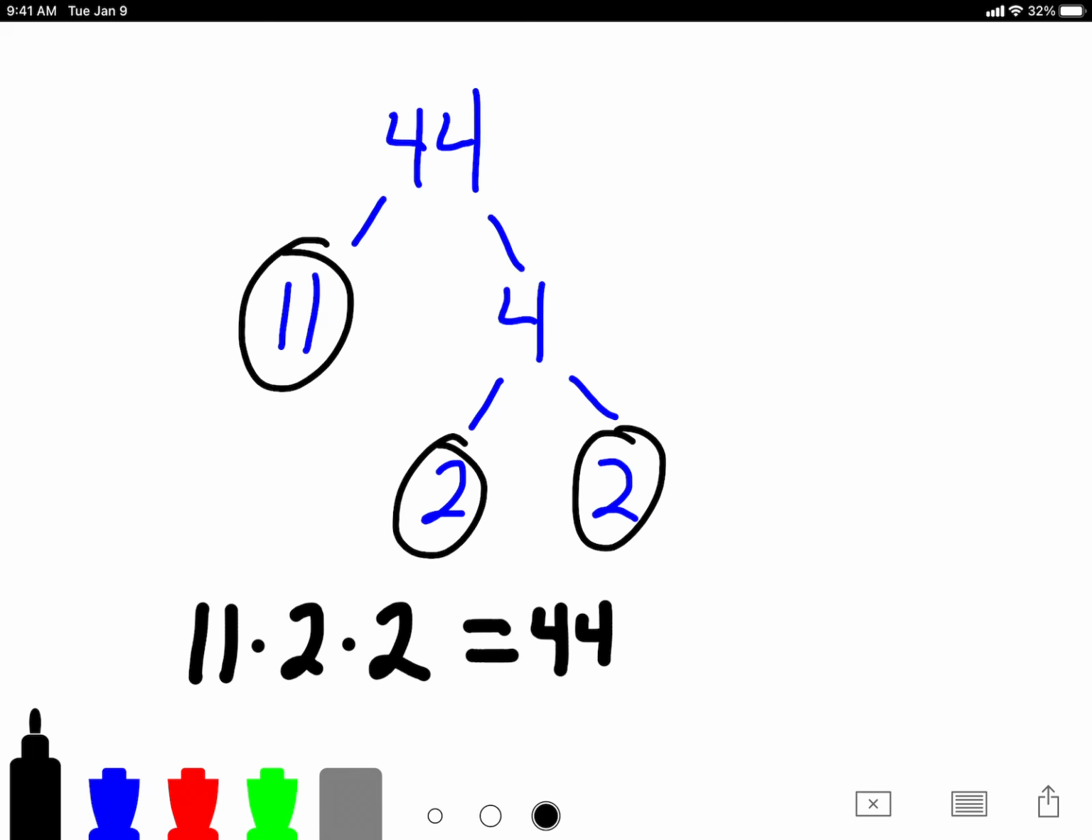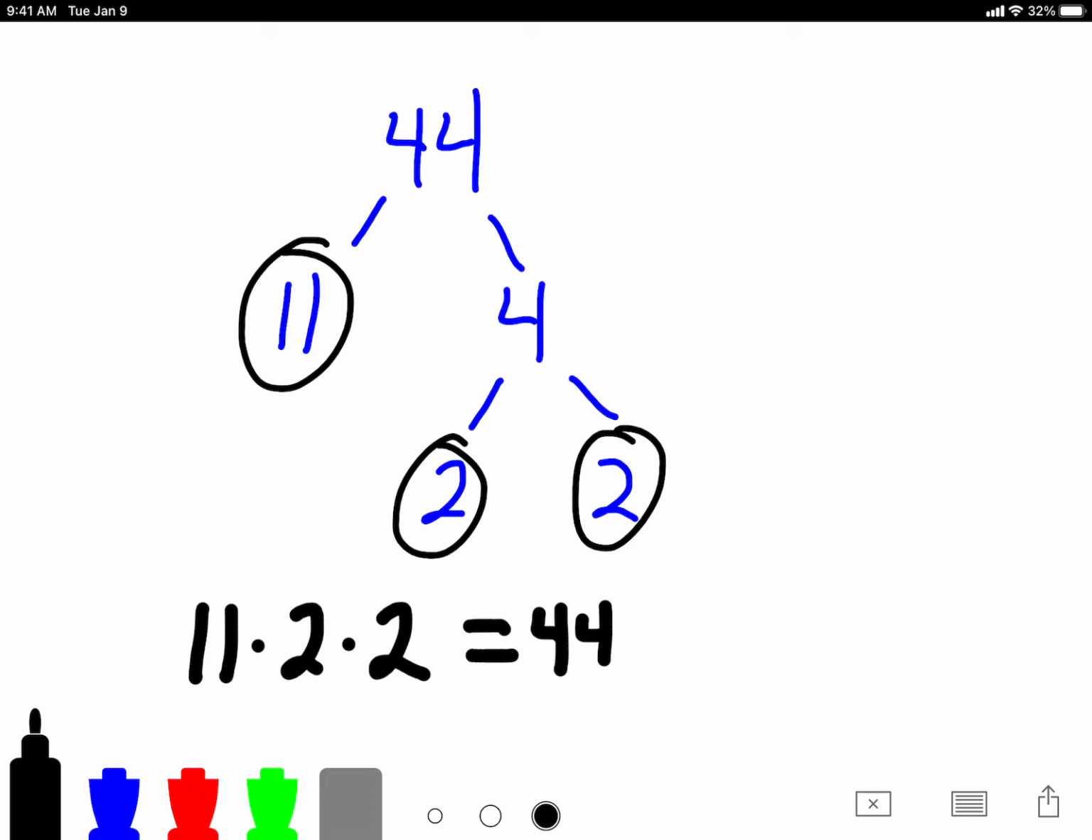2 times 2 is 4, times 11 is 44. So no matter how you multiply these together, you will still get the same answer. But so long as you break them down to their prime numbers, you'll always get the same answer. The reason that we do this is because what we're going to be working on next is breaking down, like I said, square roots by hand.